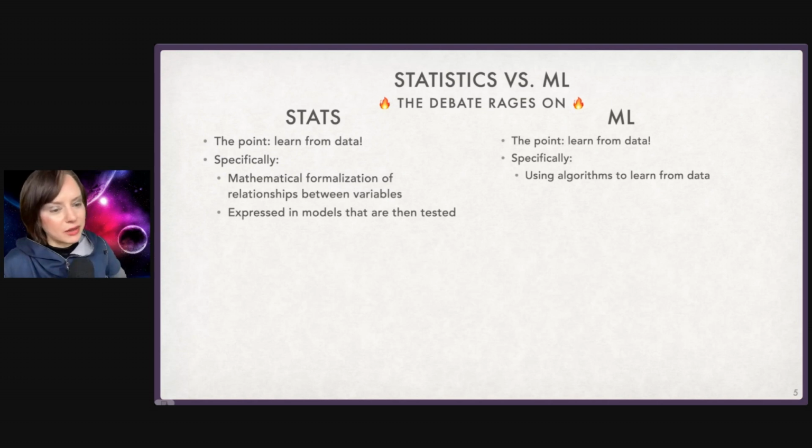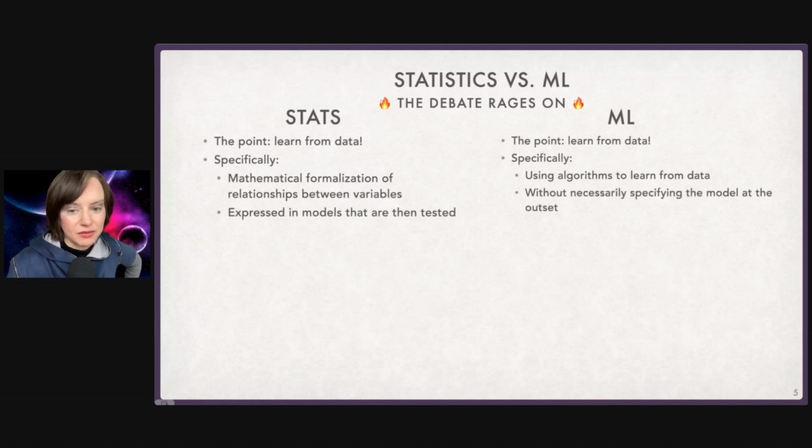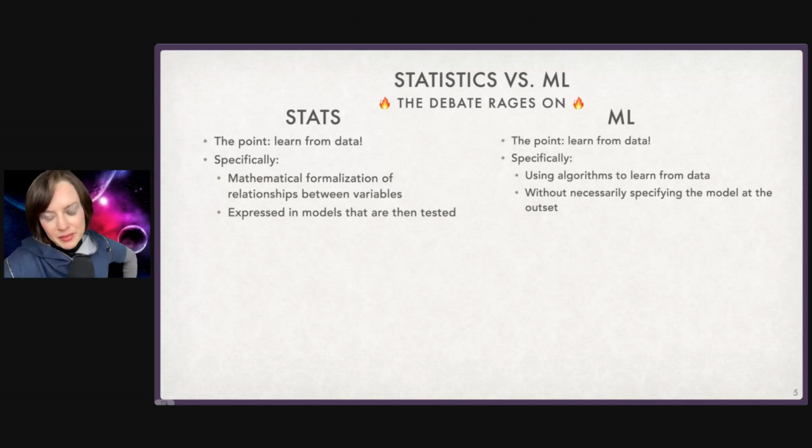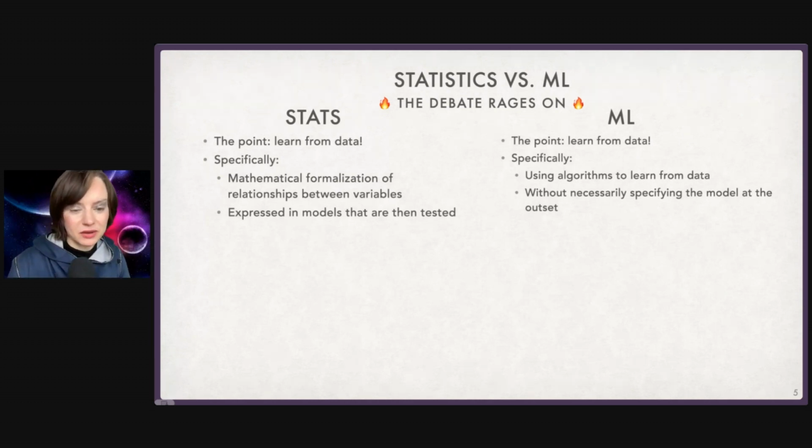So we're going to use algorithms to learn from data, basically recognize and memorize patterns and replicate those patterns. Big dig on what learning means in terms of computers. And we're going to do that without necessarily specifying the model at the outset. We might say, hey, here are the variables I want you to consider, and the computer is going to find the relationship.